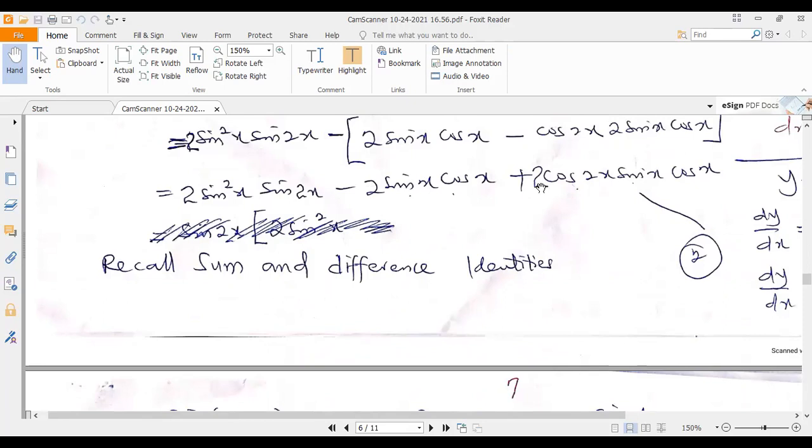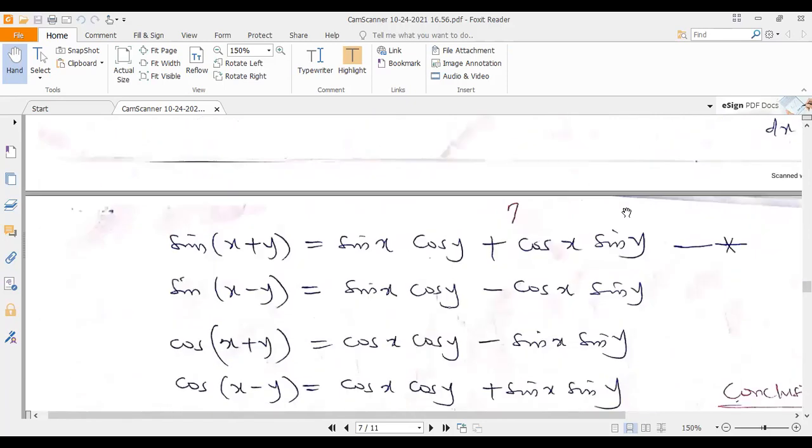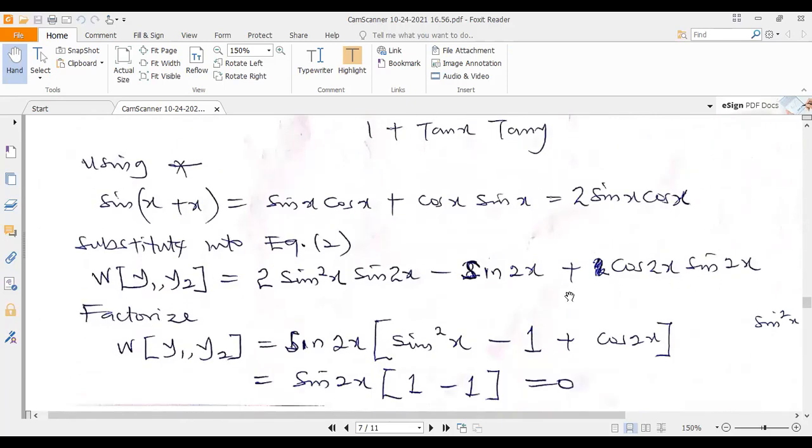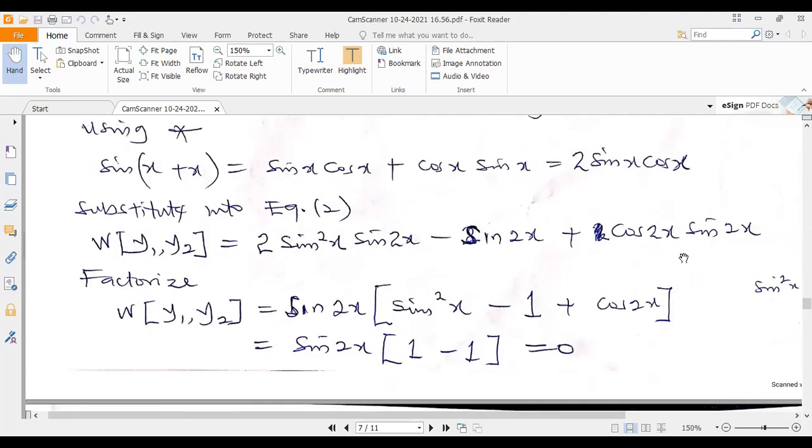Now look at this one again. We have 2 here, we have sin x, we have cos x. So 2 sin x cos x will also give me sin 2x. So the Wronskian of y1, y2 is now equal to 2 sin square x sin 2x, then minus sin 2x, then plus cos 2x sin 2x. Now I can factorize. What can I factorize? I can factorize sin 2x. So sin 2x will come outside. Then you have sin squared x minus 1. Then you have this.